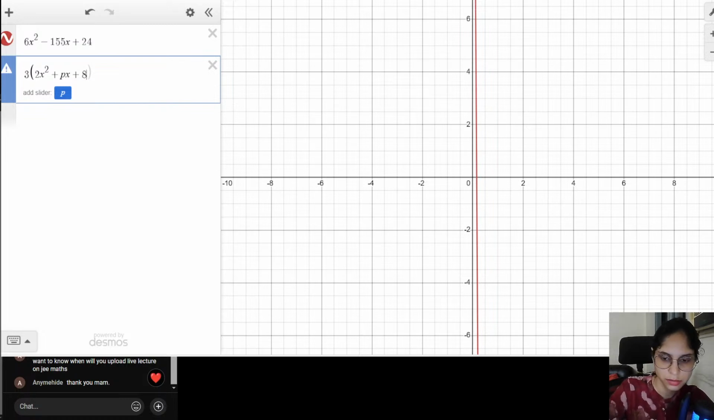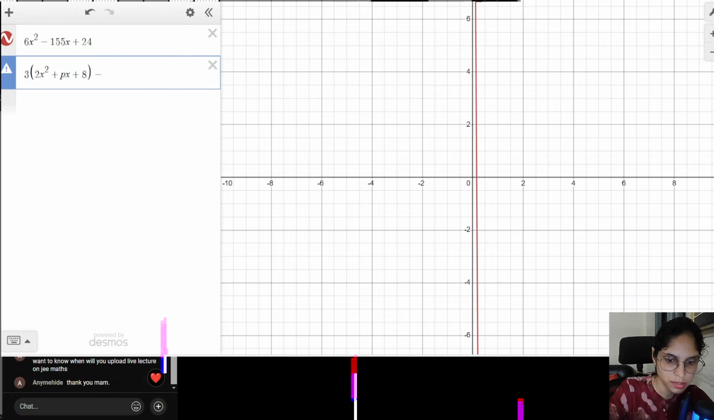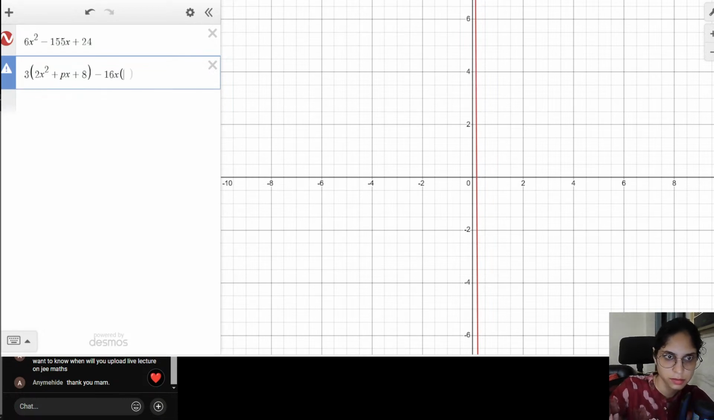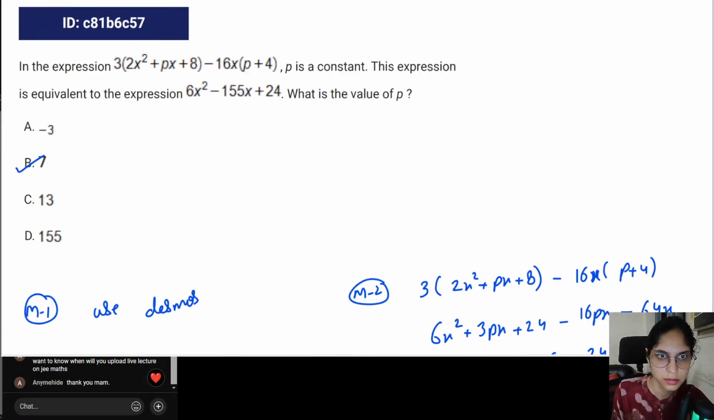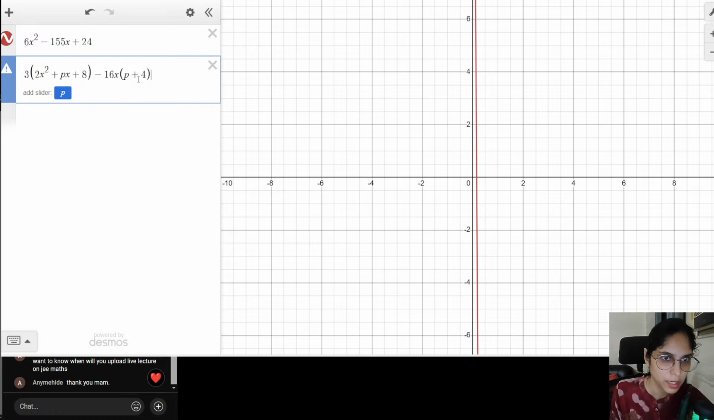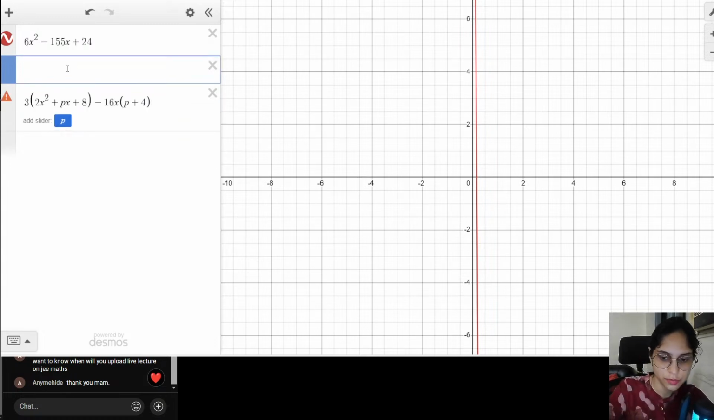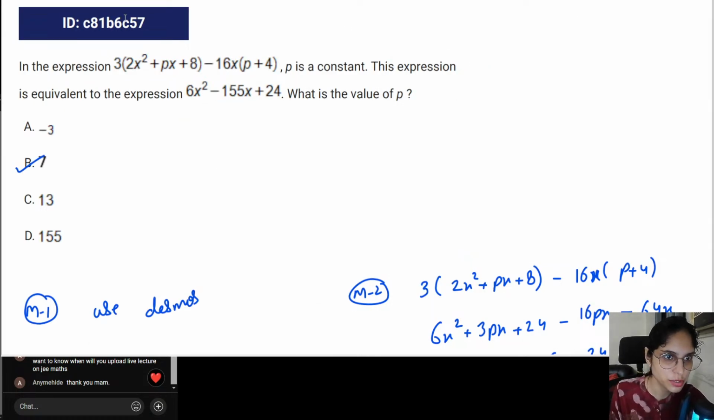Plus 8 minus 16x p plus 4. And now what we would do, I will just shift it in the other line because I want different values of p. So I will write p is equal to, what is my first option? Negative 3.